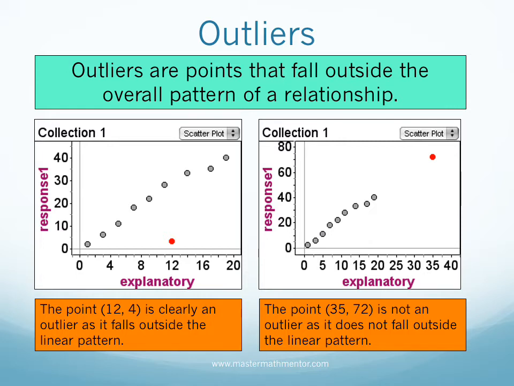But on the right scatter plot, the point (35, 72) is not an outlier. If the line were drawn through the points on the lower left, it would come close to passing through the red point.